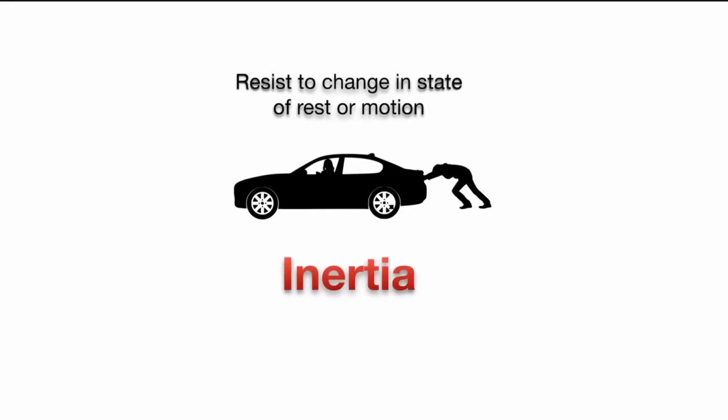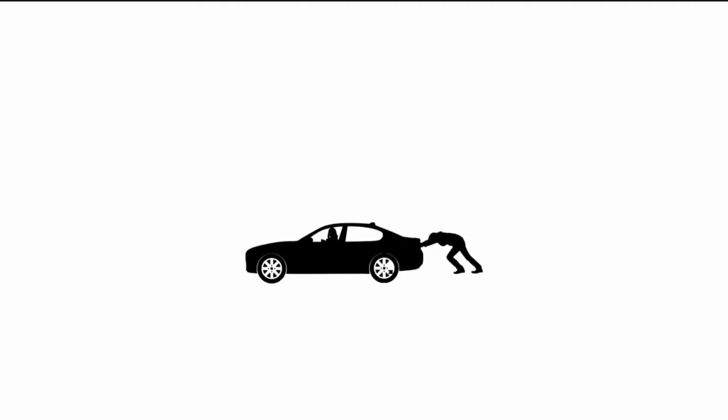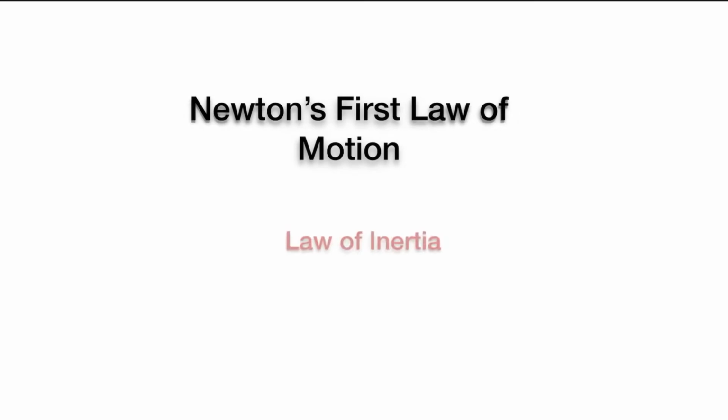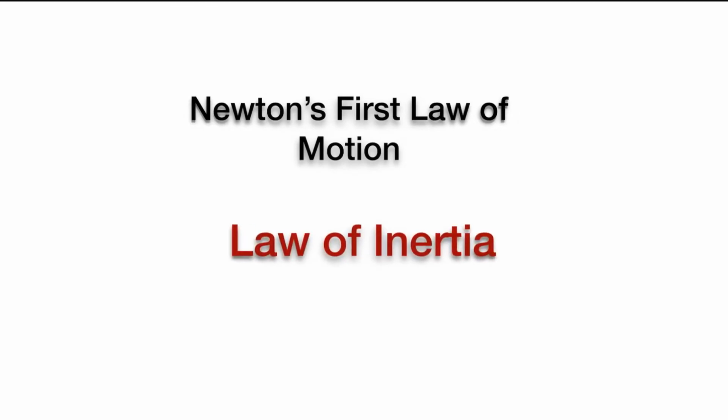Every object which has mass has inertia. More mass means more inertia, and more inertia means more resistance to change in its state of rest or motion. In other words, Newton's first law of motion is the law of inertia. So an object remains at rest or in uniform linear motion because of its inertia, and for that it doesn't need any net force. Whenever there is a net force, the object accelerates, or in other words, any accelerated motion is because of the net force acting on that object.